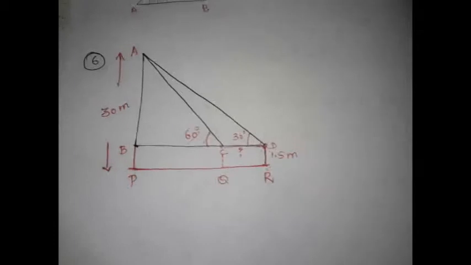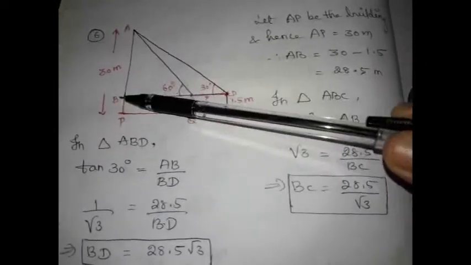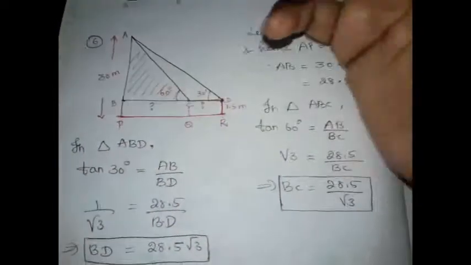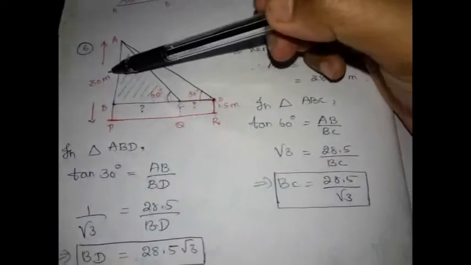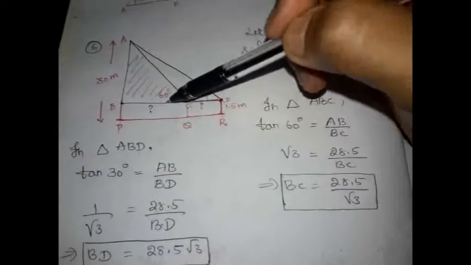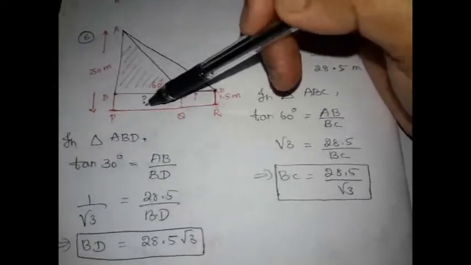Now let us see how we can solve this. So we have considered AP as the building, and as I explained right now, we need the length of AB alone. So I have subtracted 1.5 from 30, so it will be 28.5 meter. Now first let us consider the triangle ABC. We know this is our angle and this side is opposite to the angle, and we need the length of BC. BC is going to be adjacent.